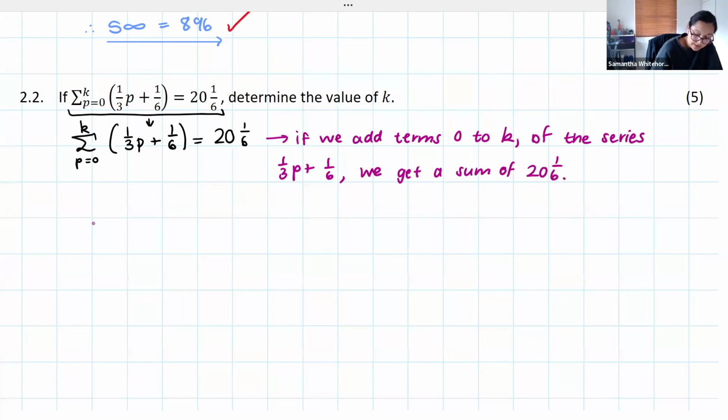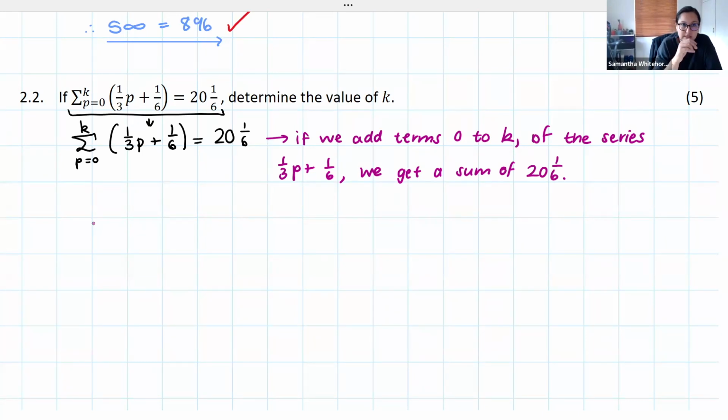So remember, it's really important that we understand what sigma is saying to us so that we can answer the question. Now remember, K is not the number of terms that I'm adding. K is the last term, or up to which term I add.